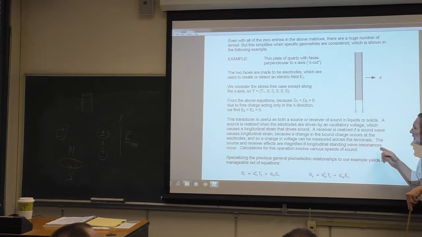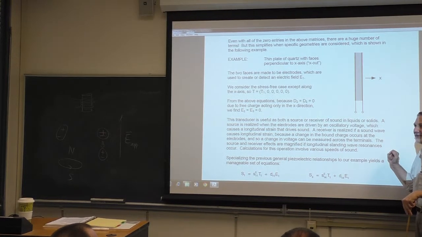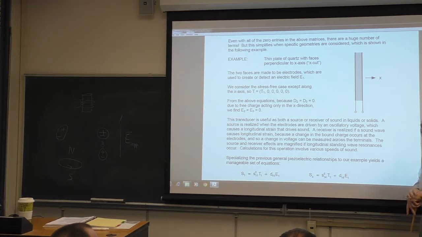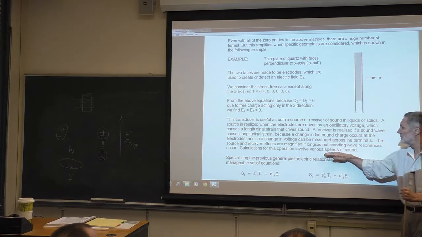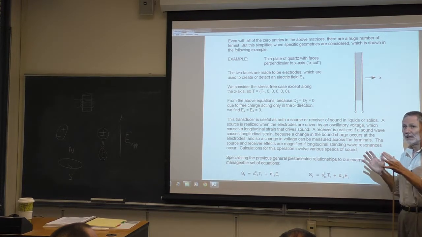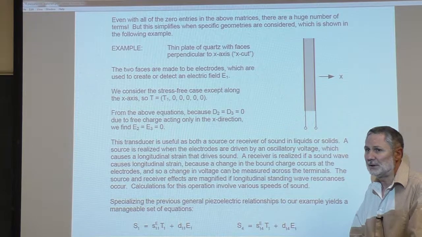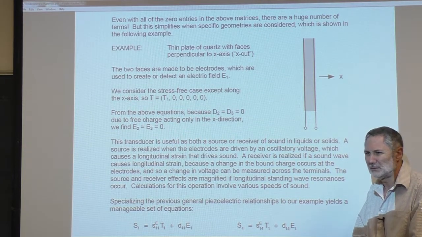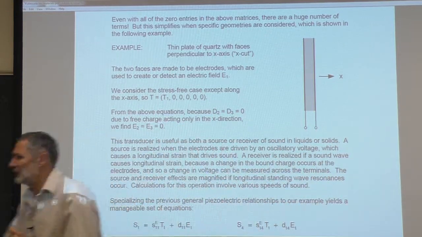If you really need sensitivity, you want to operate on resonance, right? Either as a transmitter or a receiver. And to be able to calculate that, you need to know the different speeds of sound, the elastic speeds of sound. That's one of the reasons we studied that, remember at the end of chapter 2 or whatever. And we'll get into that later in the course.